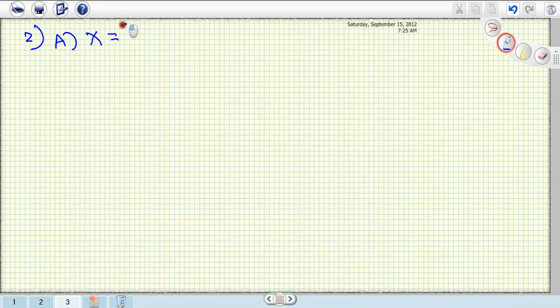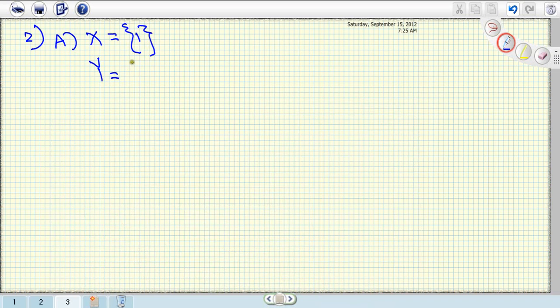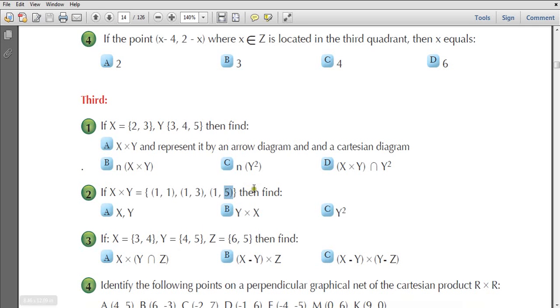X equals 1. Okay, what about y? Y, the elements of y, which are the second projection of the Cartesian product. So 1, 3, and 5. Okay.